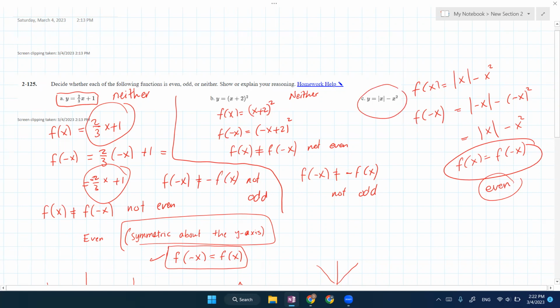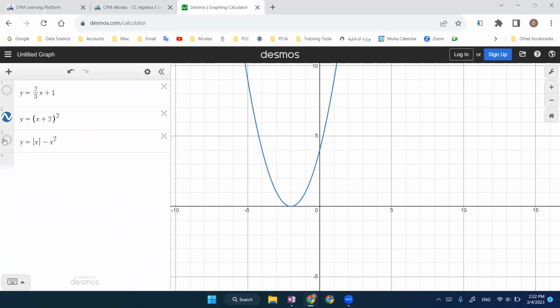And graphically, if we graph it, we will see that it is symmetric about the y-axis as we see here. Look at the y-axis, it looks like a mirror. Every point on this graph has an image that is the same distance away from the y-axis. So we see that this is an even function.